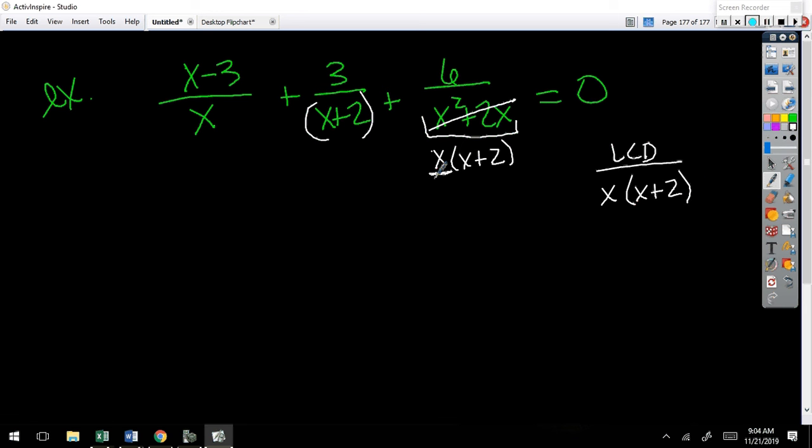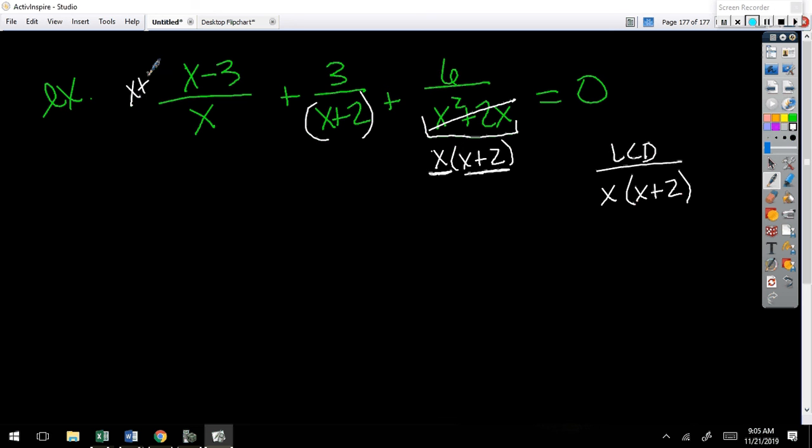Now I come to the next fraction. It's got two parts, an x and an x plus 2. Do I have an x already? Yep, so I don't need that again. Do I have an x plus 2? Yes, so I don't need to add anything else to the LCD. That is the LCD. And then you give everybody what they need to make a match.